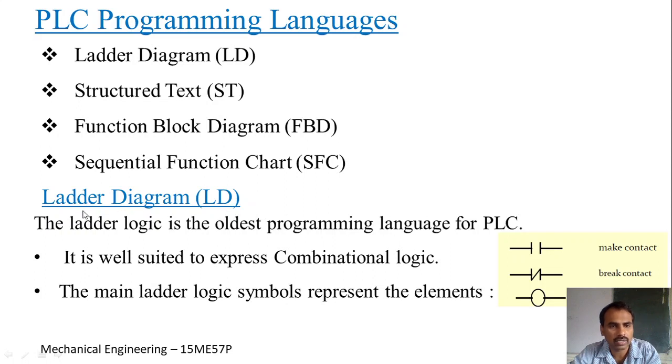So here, what is a ladder diagram? It has some basic components. You can see these are the basic elements or symbols which the ladder diagram has. This particular symbol indicates the make contact, and a break contact, and this is an output element. A ladder diagram is also called a relay logic program, because it is similar to relay programming. You are going to see this in detail in the ladder programming session.